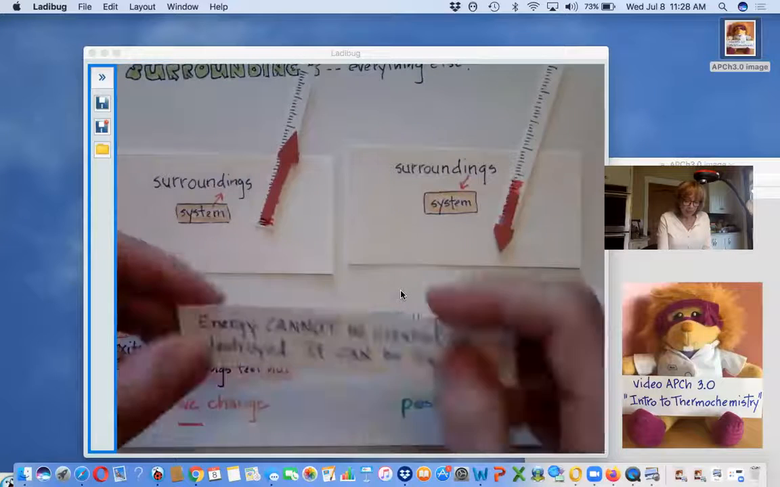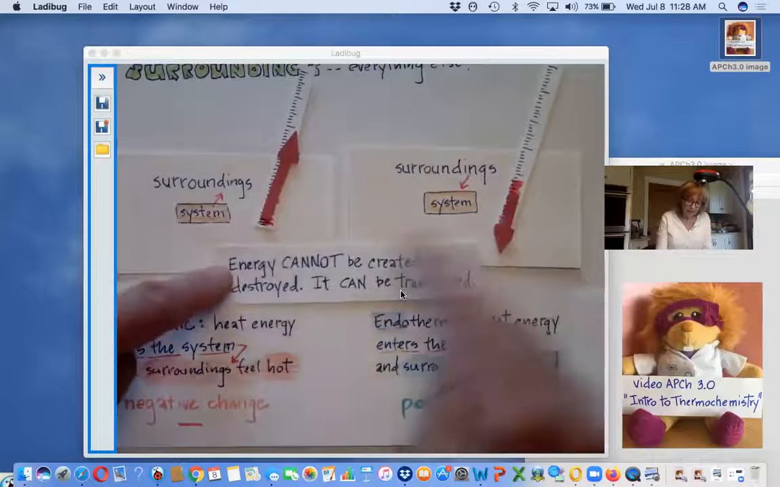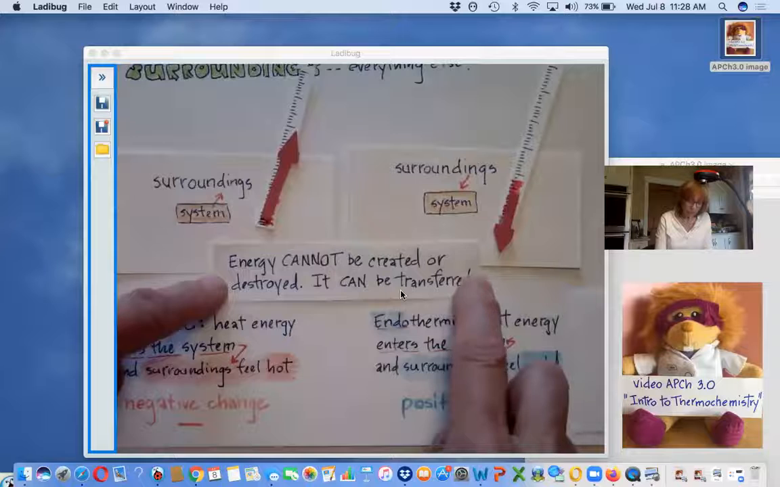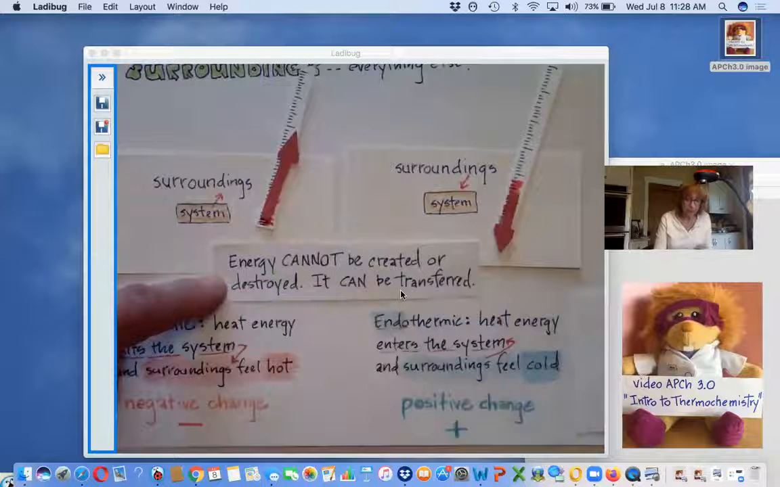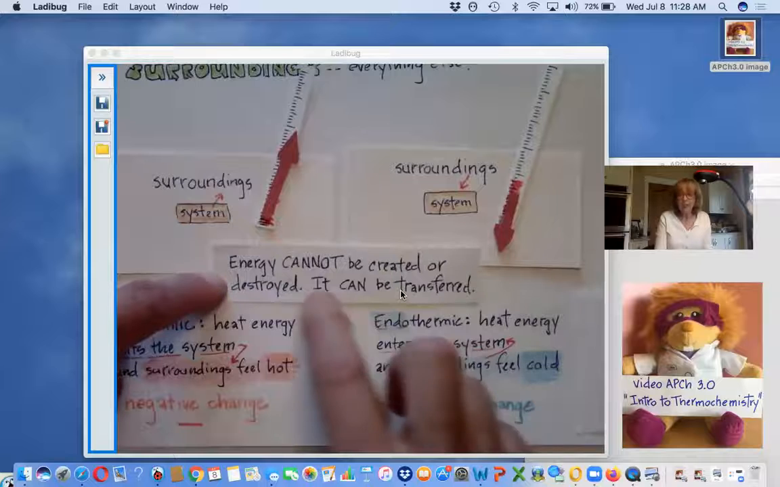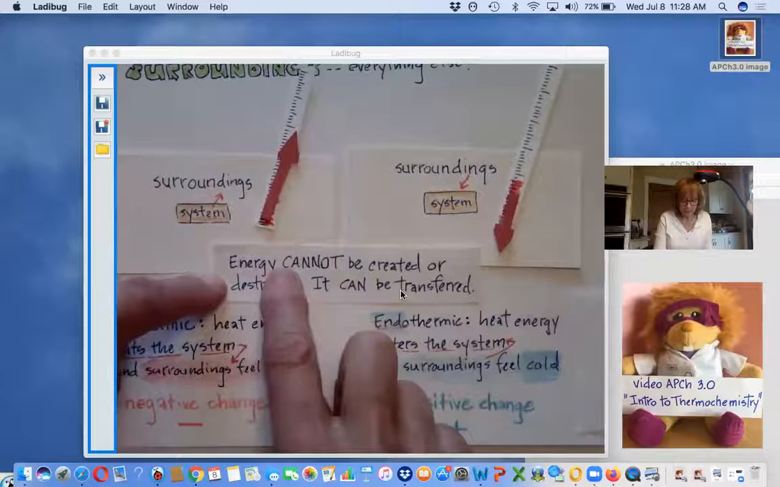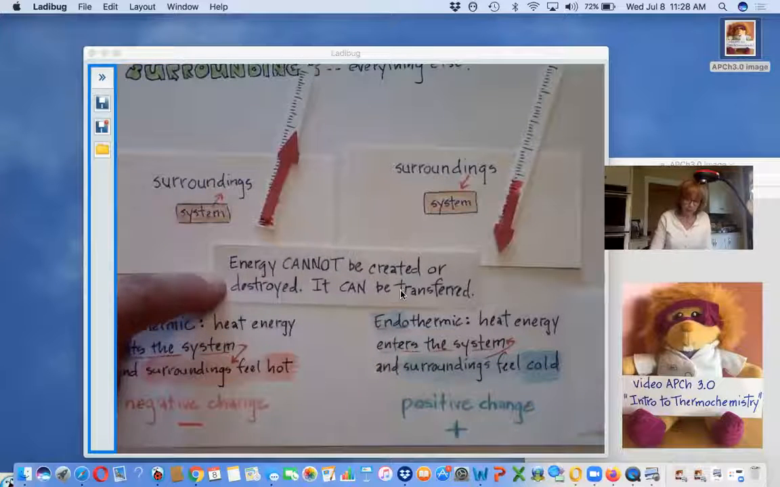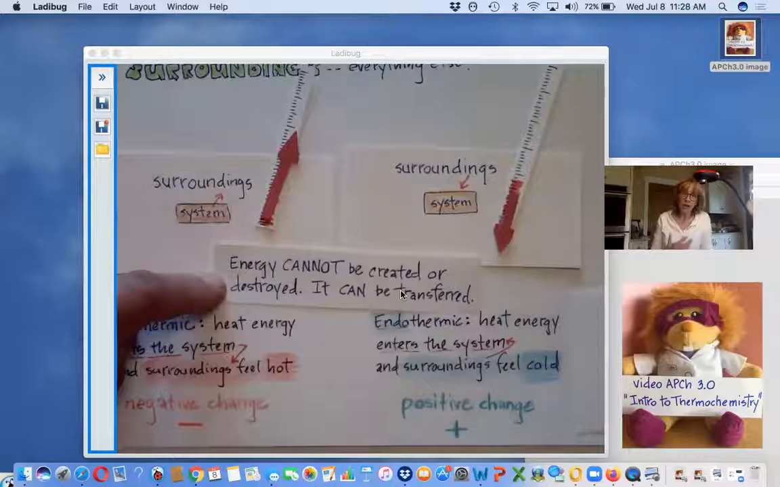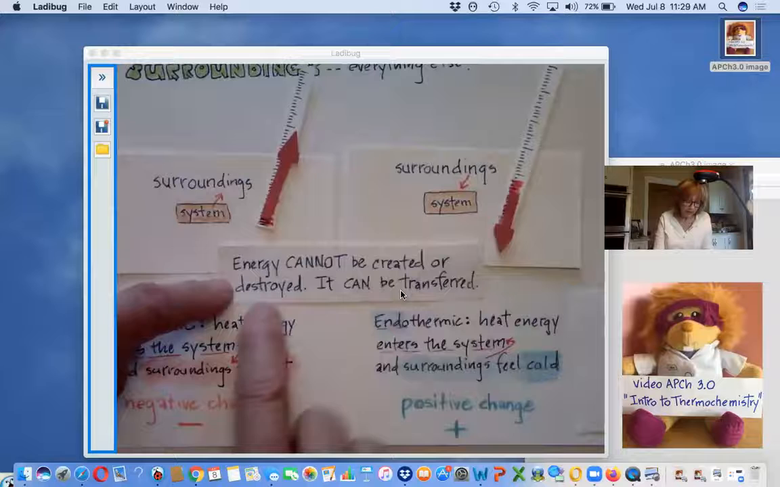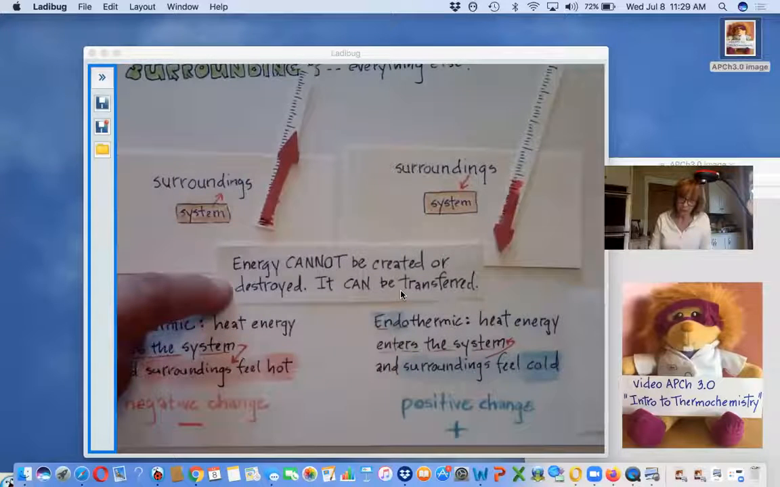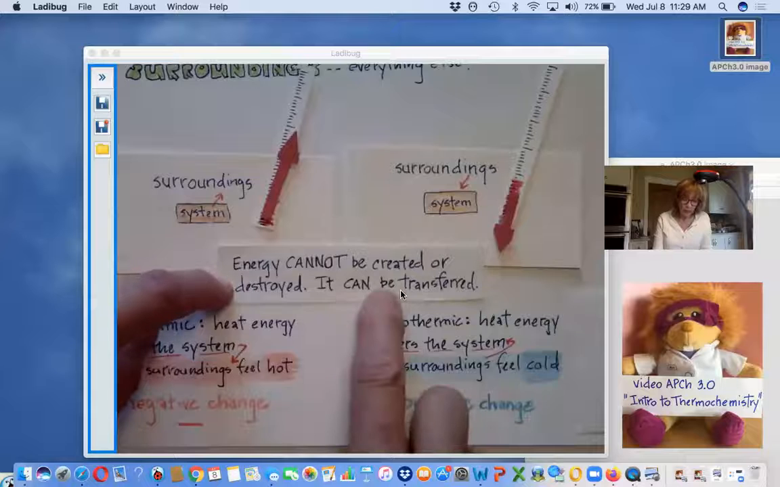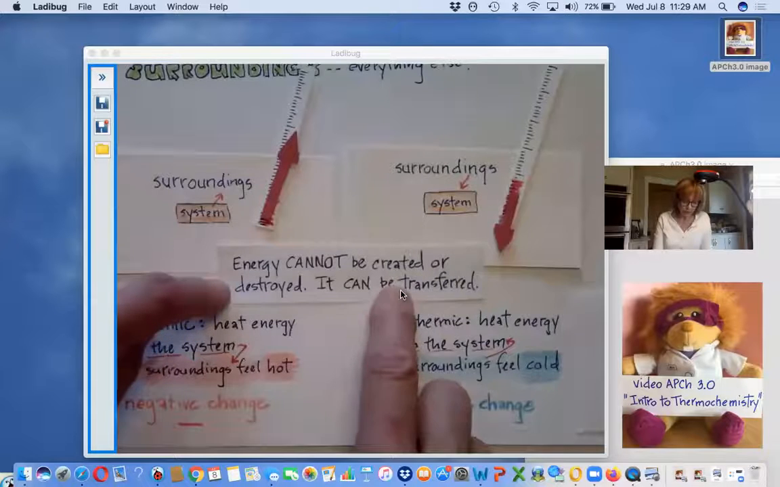Let me just bring up a physics and chemistry principle here. This is actually the first law of thermodynamics, which tells us that energy cannot be created or destroyed. Side note, in a nuclear process, it can be. But in our study of chemistry, we're talking about physical changes and chemical changes, not nuclear. Okay, so we have this guiding law. Energy cannot be created or destroyed. It can, however, be transferred. So this is going to be important to us as we continue this thermochemistry.